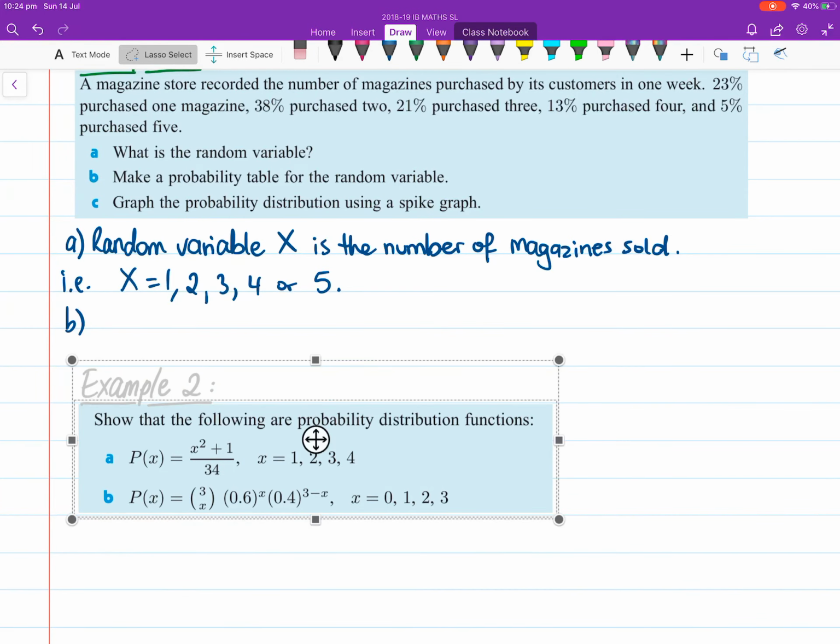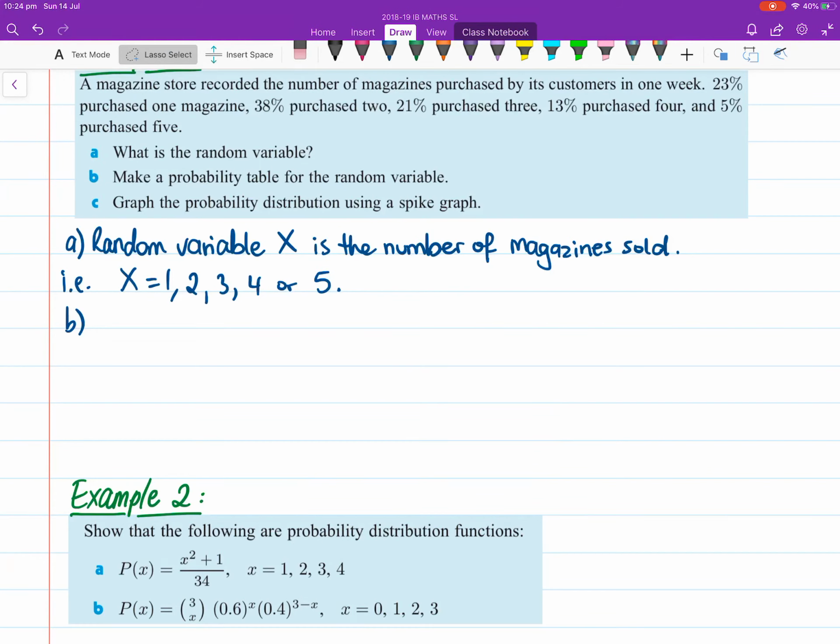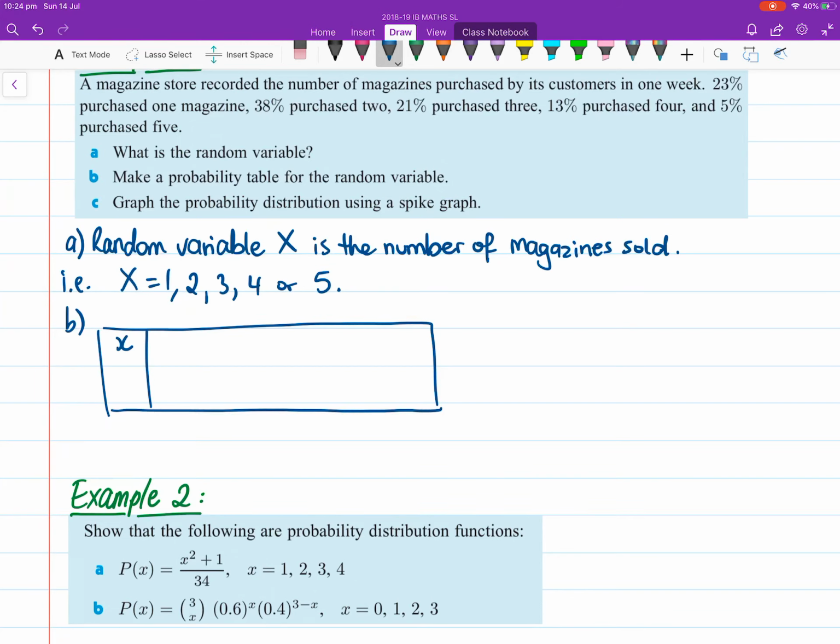Part B says, make a probability table for the random variable. Okay, so let's say little x is, remember, the actual number of the event happening. So we could have 1, 2, 3, 4, or 5 magazines, like how before little x stood for how many heads. This time it's the number of magazines being sold. And I should put down here the probability of capital X, your random variable, equaling little x. You could put xi if you wanted to, I guess.